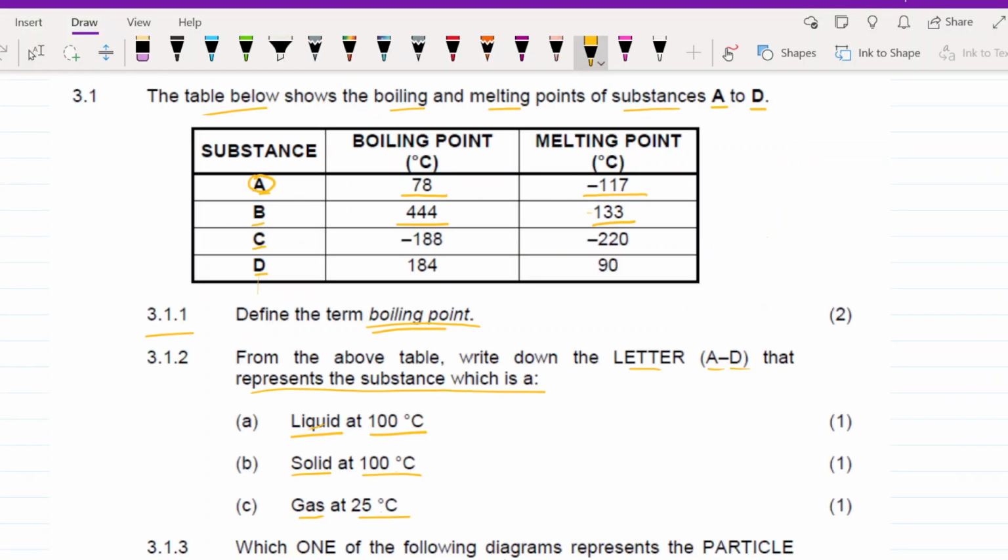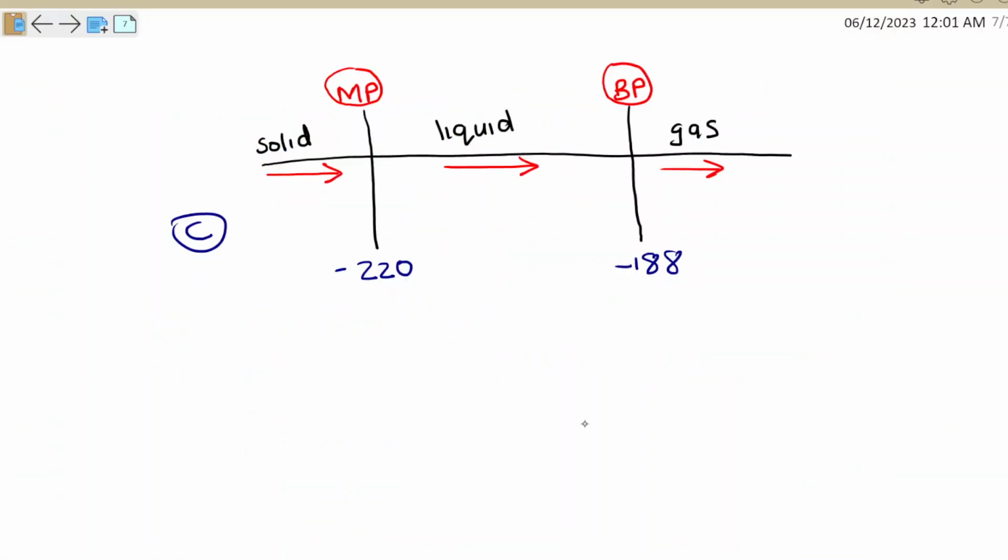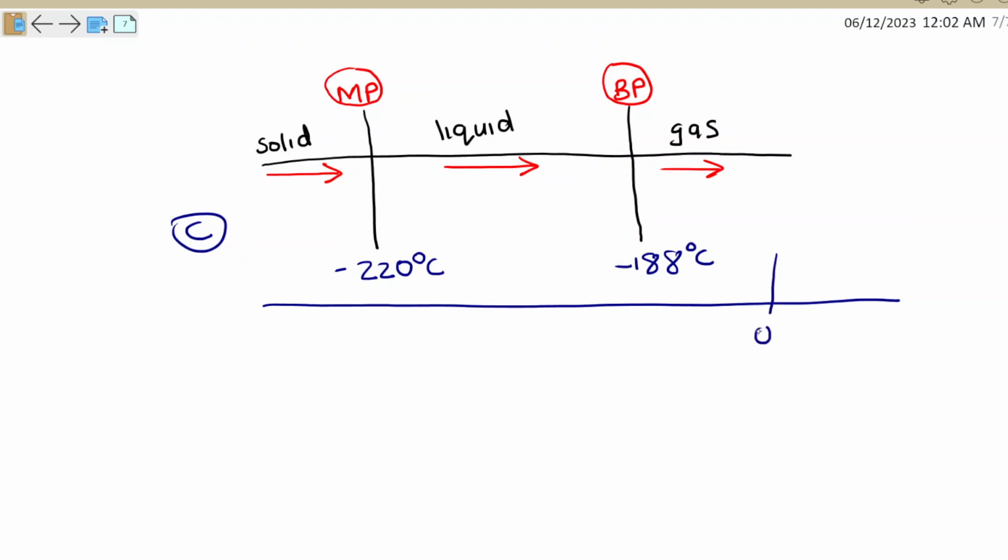Now substance C, the melting point is negative 220. The boiling point is negative 188. So this is substance C, melting point negative 220 Celsius degrees, boiling point negative 188 Celsius degrees. Now if you look at this at the number line, where is 100 here? 0 might be somewhere there. 100 must be somewhere there. Remember, these are the negative values, so all of these are negative.